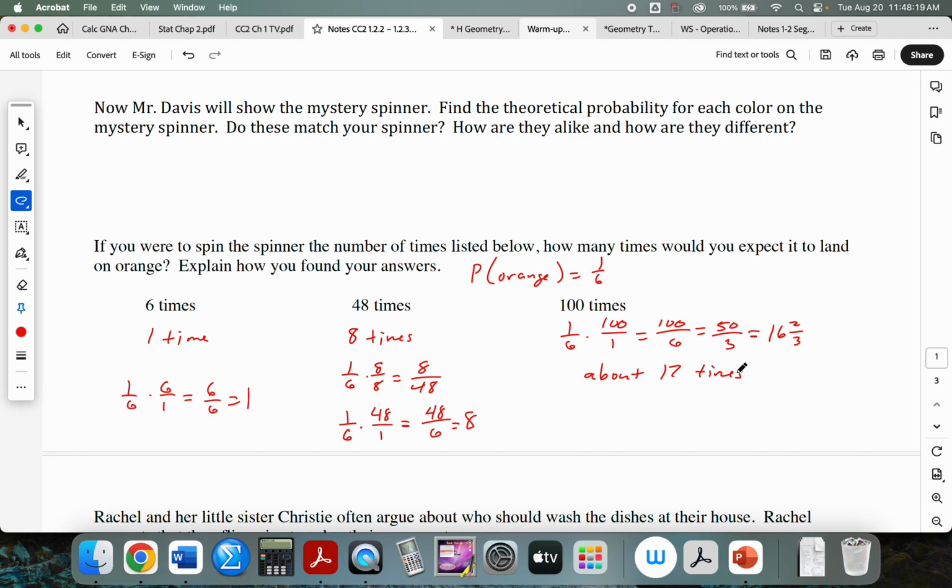Okay? Yes, sir. I did 100 times a different way. I did 6 divided by 1, and then I multiplied the answer for that by 100. Wait a minute, you did 6 divided by what? 6 divided by 1 is 6. Do you mean 1 divided by 6? Okay. So you changed 1 over 6 to a decimal and then multiplied that by 100? Yeah, and I got 16.6.